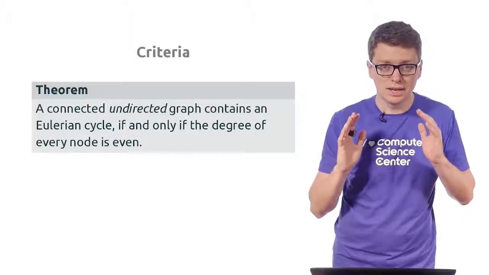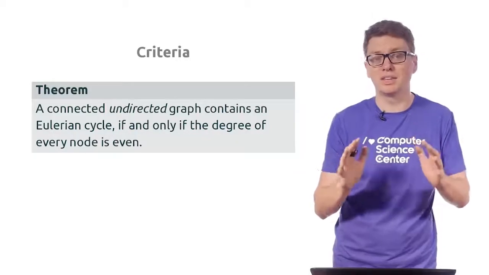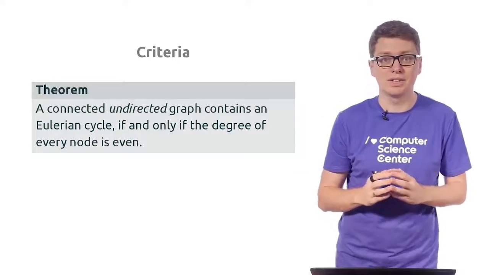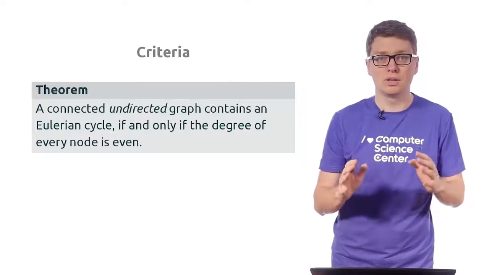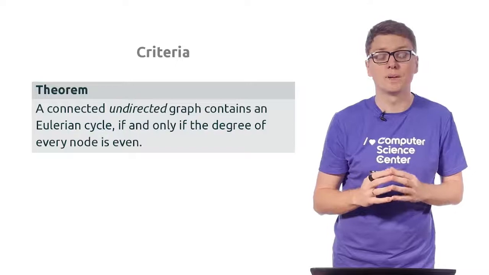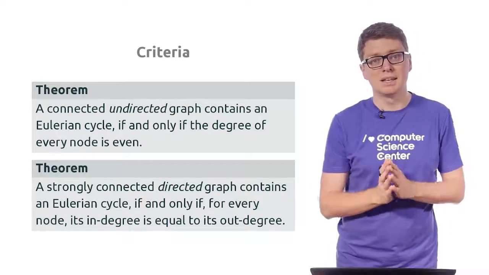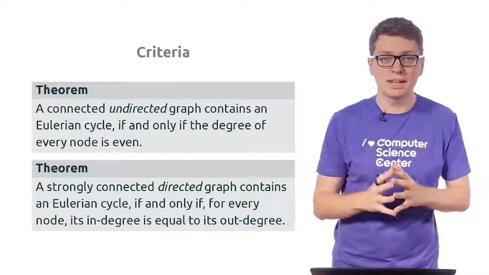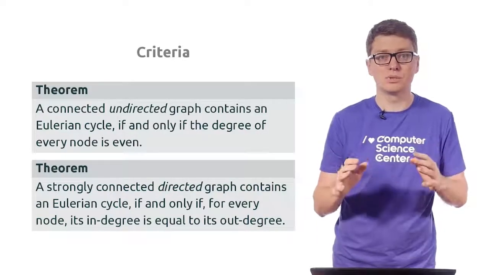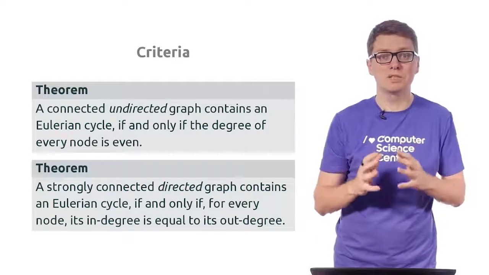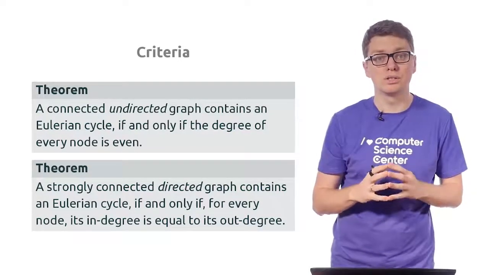So the Eulerian theorem states that a connected undirected graph has an Eulerian cycle if and only if the degrees of all its nodes are even. Okay? For the directed case, the theorem states that a strongly connected graph has an Eulerian cycle if and only if all its nodes are balanced. And by saying balanced, we mean that the in degree of each node is equal to its out degree.